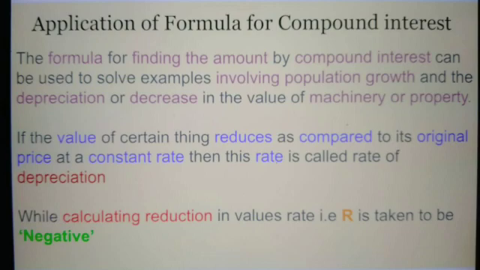For example, if any article is sold after using it for some time, its value reduces as compared to its cost price. This reduction in price is called depreciation. So children, if value of certain thing reduces as compared to its original price at a constant rate, then this rate is called rate of depreciation. So while calculating reduction in values, rate, that is R, is taken to be negative.